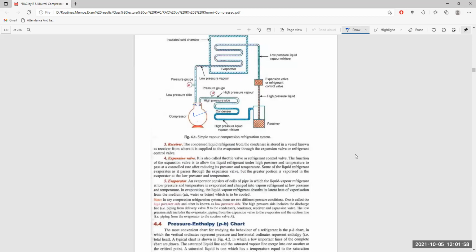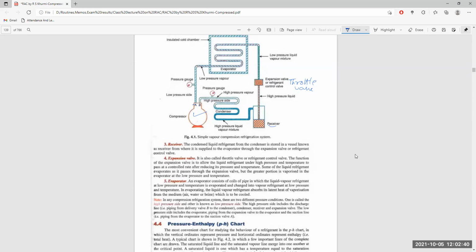In the receiver, the liquid refrigerant is first poured into it, and from the bottom it goes on to the expansion valve or throttle valve. It is kept accumulated at the bottom and taken from the bottom itself. If there are any impurities or dirt, they will precipitate here and will not go to the throttle valve.